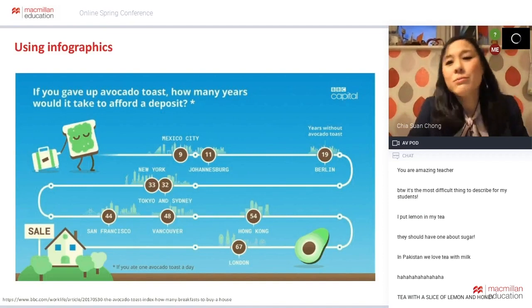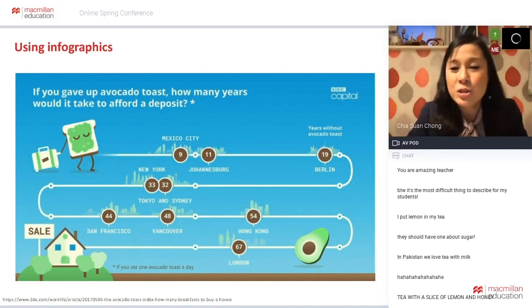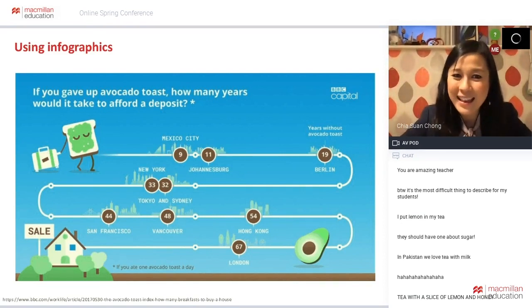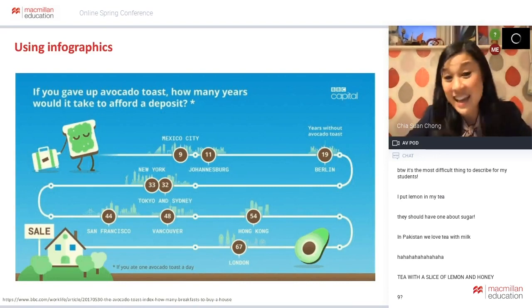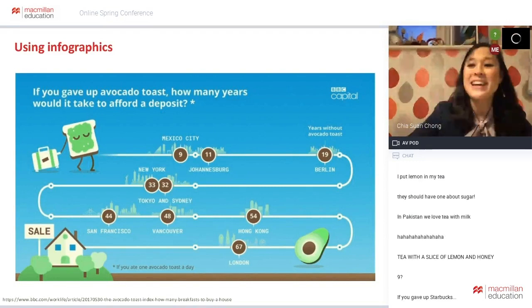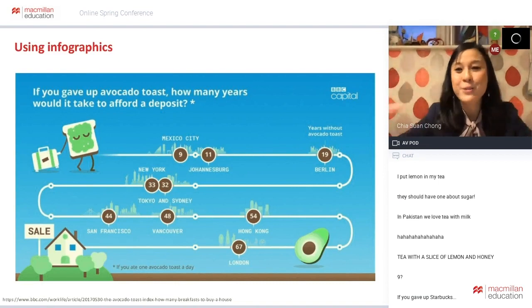None of that, you know, if you won £1 million, what would you do? But keeping it real, you know, if you lived in Mexico City, how many years would it take you to save up for a deposit on a house? So infographics in the news allows us, yes, 9 years. Thank you. Spot on, Vanessa. Well done. Or if you gave up Starbucks, you could find an infographic about Starbucks, I'm sure.